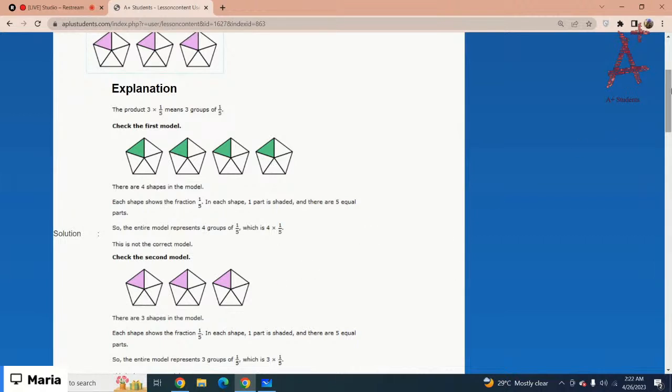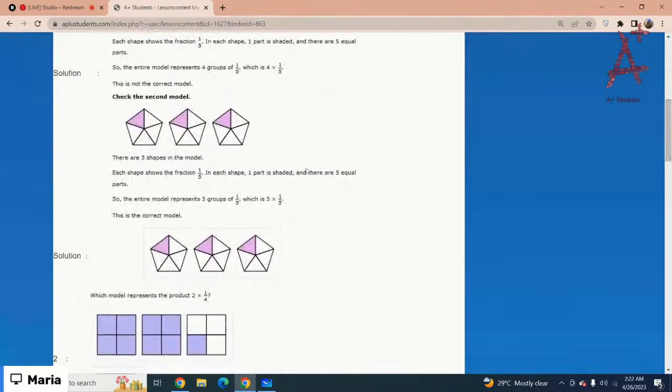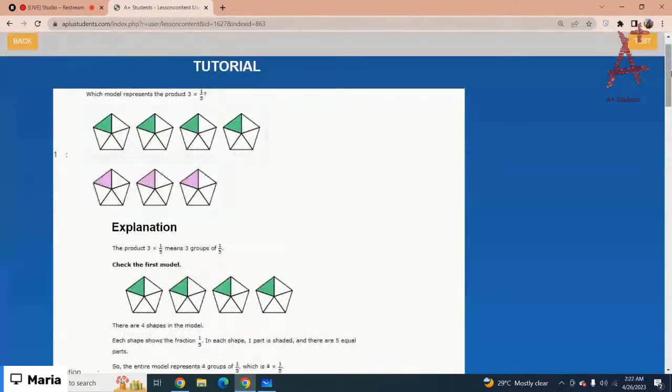Now just look at the second one. In the second one, you have just one portion colored out of 5, and you have a total of 3 shapes. So it represents 3 times 1 over 5. So that means the second option is the correct one. Got it? The second one represents 3 times 1 over 5.